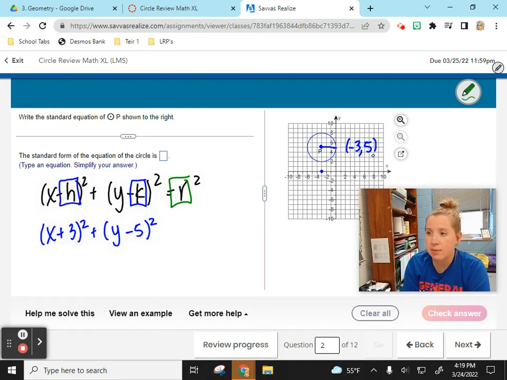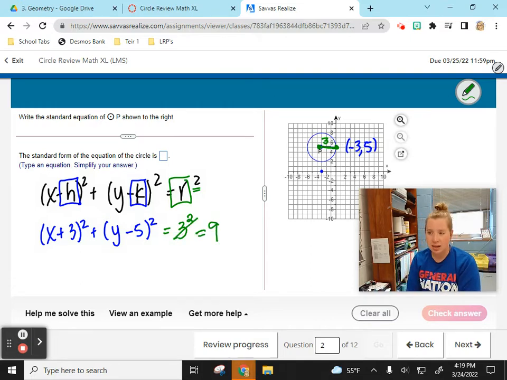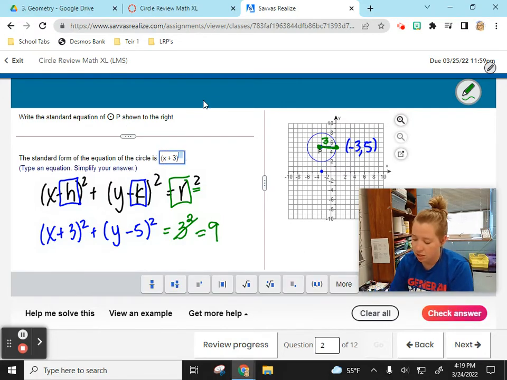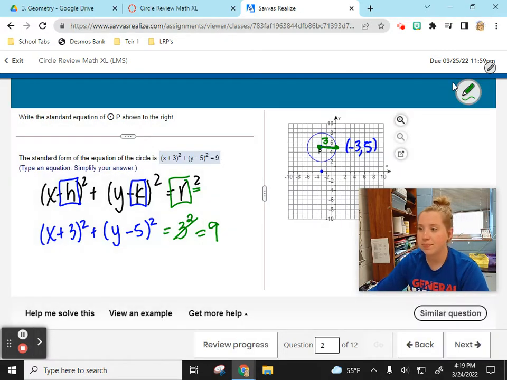And then the last thing that we can identify here, I didn't actually really mean to draw that, but this line right here is also what we would consider the radius because it starts at the center to the outer edge of the circle. And if we count the distance between those 2 points, it's 3 boxes. So the radius is equal to 3, but we got to remember to square it. So 3 squared is not what I'm going to write. I'm just going to say it equals 9. And then this is a little bit tedious, but we have to type this into that box. (x plus 3) squared plus (y minus 5) squared equals 9 is my final answer.